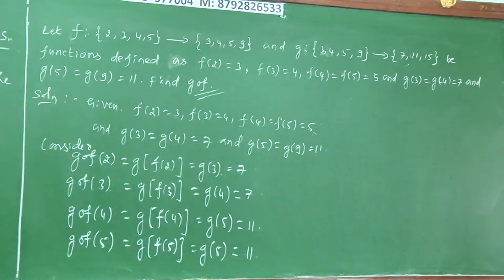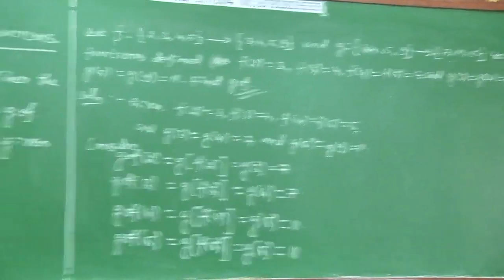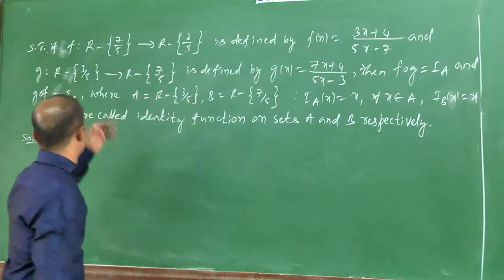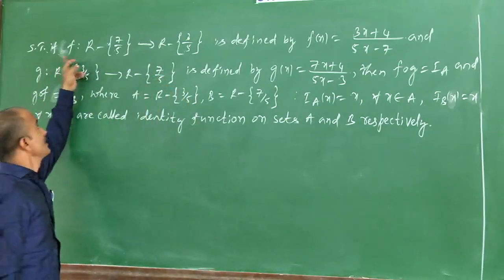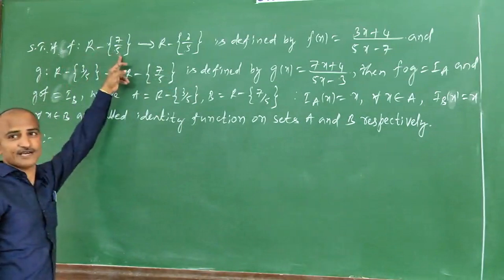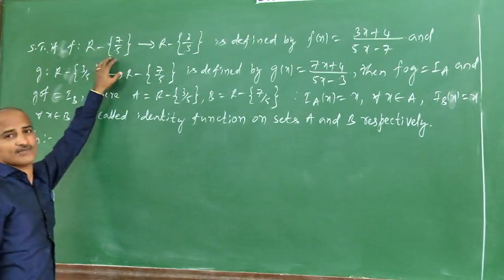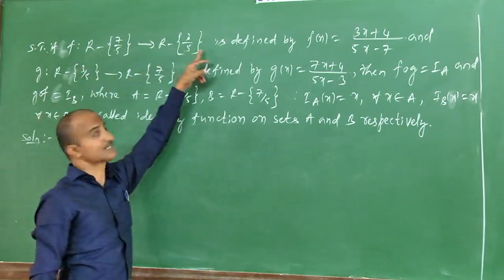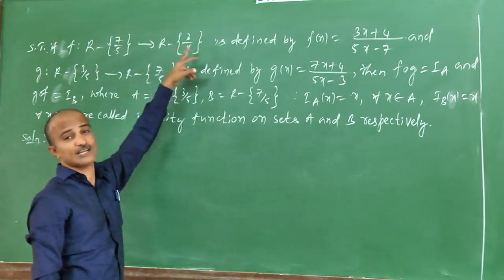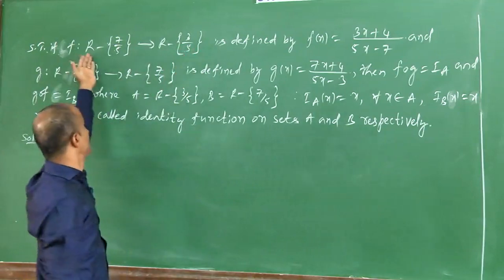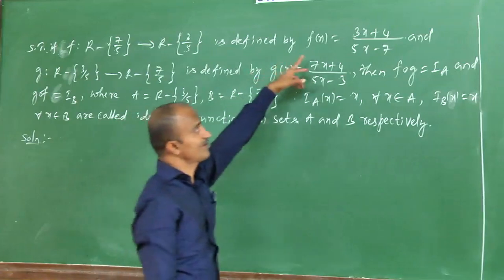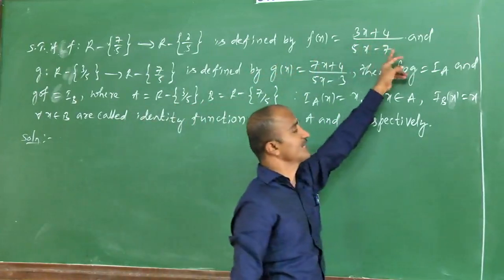Now we will solve some other problems related to composition of functions. Here we need to show that if f from R minus 7/5, the set of all real numbers except 7/5, to R minus 3/5, the set of all real numbers except 3/5, is defined by f of x equals (3x plus 4) by (5x minus 7).